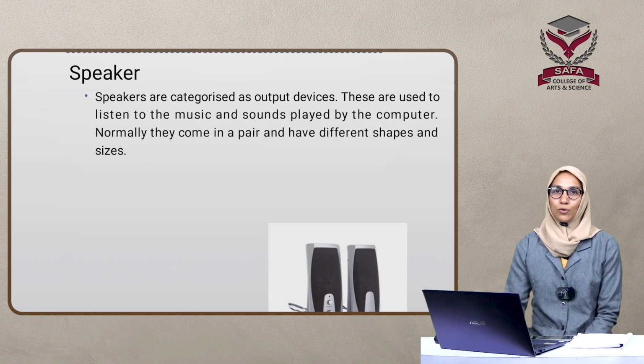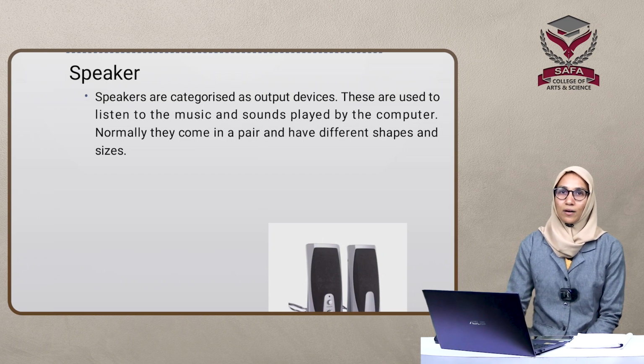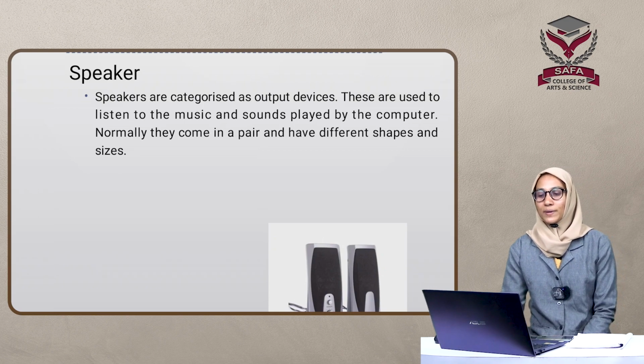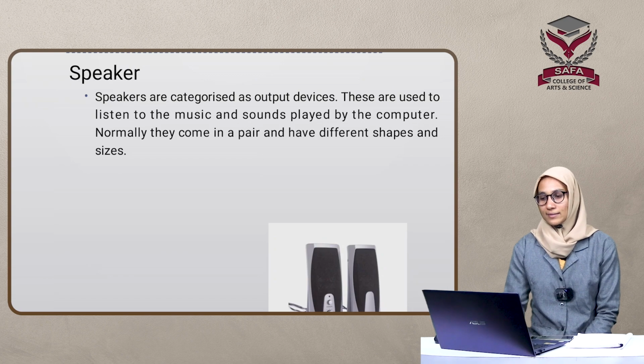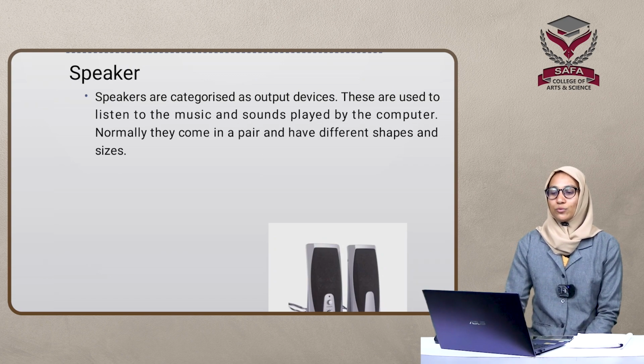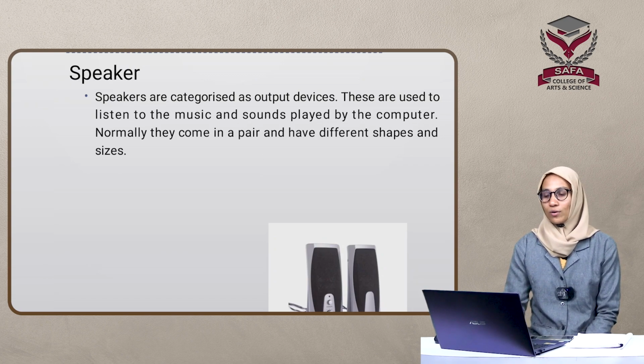Then the next output device is the speaker. What is the use of a speaker? It is audible. Speakers are categorized as output devices. They are used to listen to music or sounds played on the computer. Normally they come in pairs and have different shapes and sizes.